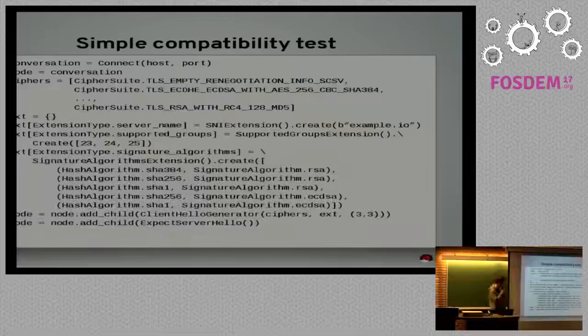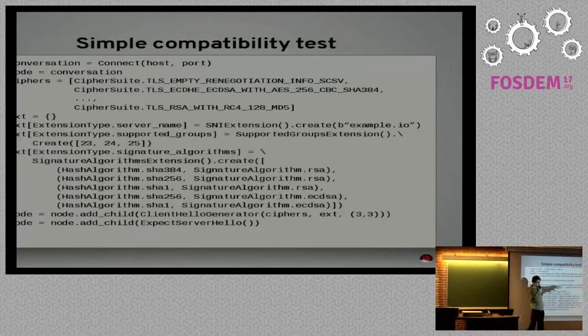So if we want to do that, we basically need to tell the fuzzer first where to connect, which host, which port, which kind of ciphers to advertise and in which order, what kind of extensions to send. So we can send the SNI, so this is the virtual host support. We can do also supported groups, so this will be for elliptic curve Diffie-Hellman, signature algorithms that are for TLS 1.2, and finally we tell it to generate the client hello with those values, and 3.3, which means TLS 1.2 on the wire.